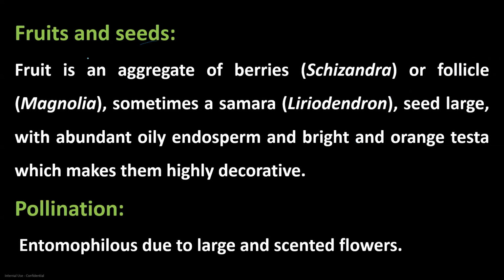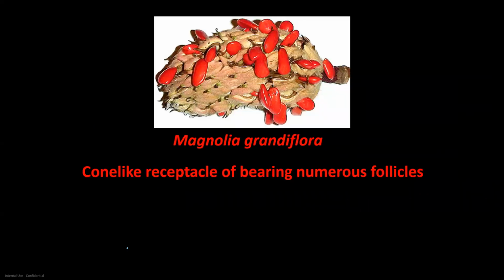Now let's come to the fruits and seeds. The fruit is an aggregate of berries, found in Zygogynum, or follicles in Magnolia. Sometimes a samara is found in Liriodendron. Seeds are large with abundant oily endosperm, and a bright orange testa, which makes them highly decorative. Pollination is entomophilous due to large and scented flowers. See, this is the cone-like receptacle in Magnolia grandiflora that bears numerous follicles.